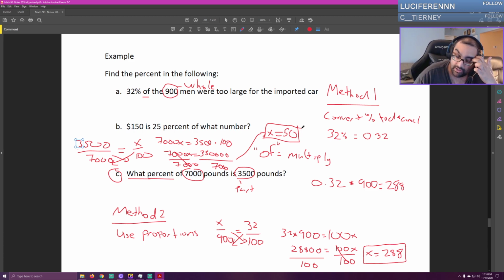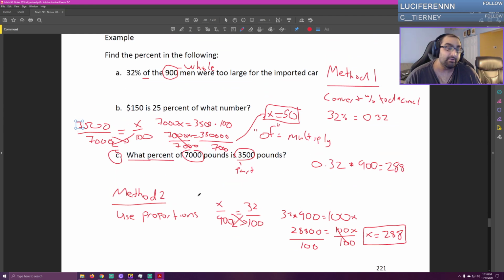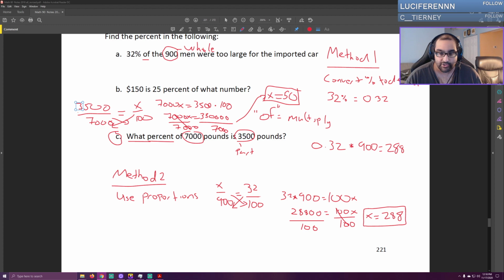All right, so think about these proportions, or a way we're going to be interpreting these problems. Both methods are very viable. It just depends which method you're comfortable with, whether it be the decimal version or the proportion version. Either way, you'll end up with the correct answer at the end of the day. Okay, any questions?